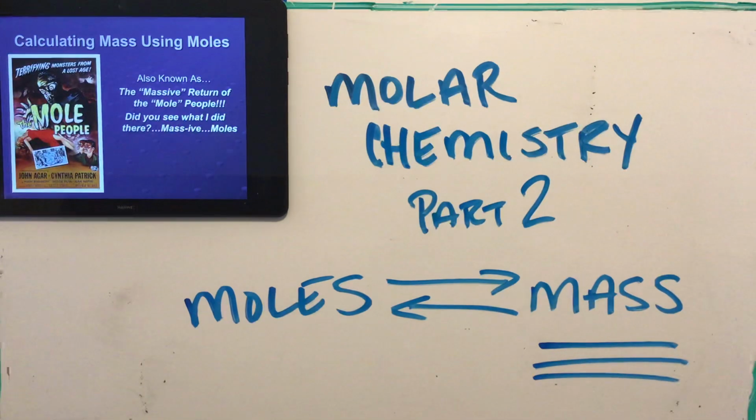Plus, all of our scales in the lab work on mass. I can't put something on a scale and have it tell me how many moles it is. I have to be able to turn that mass into moles. And we'll explain why I can't just pop something on the scale and say, oh, that's 7.2 moles. We'll explain why in just a moment.